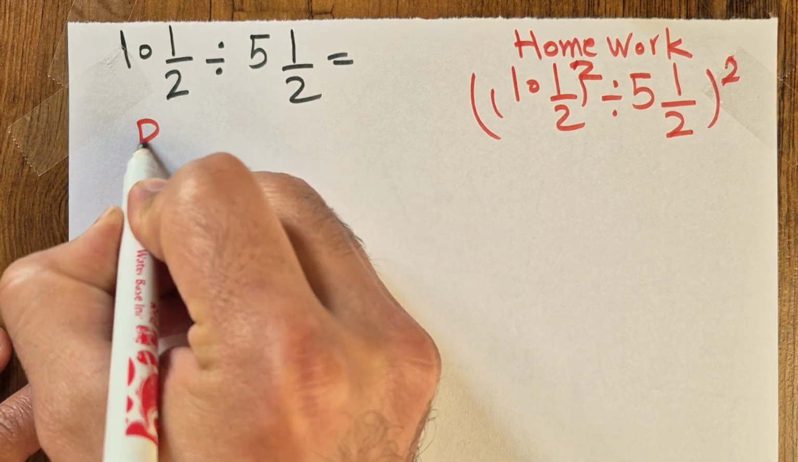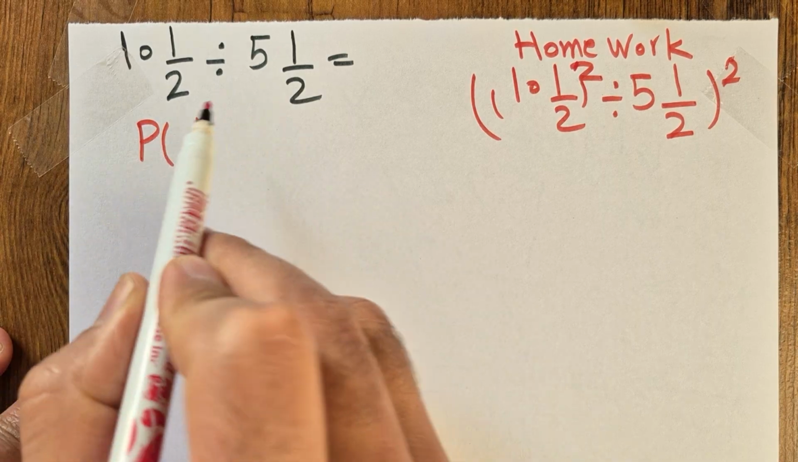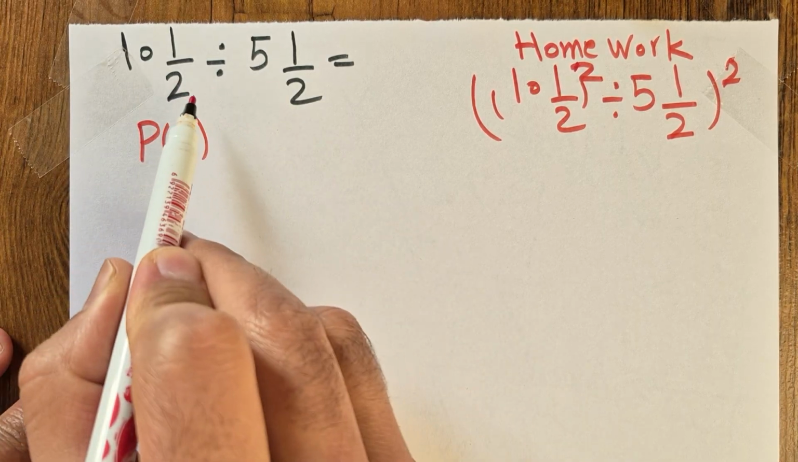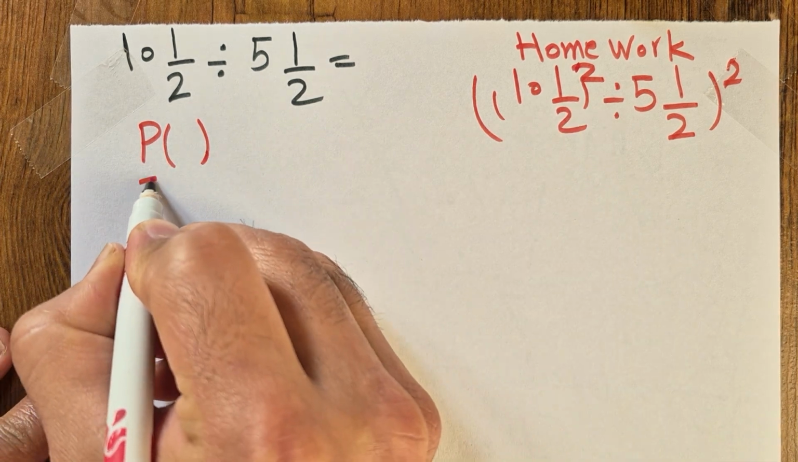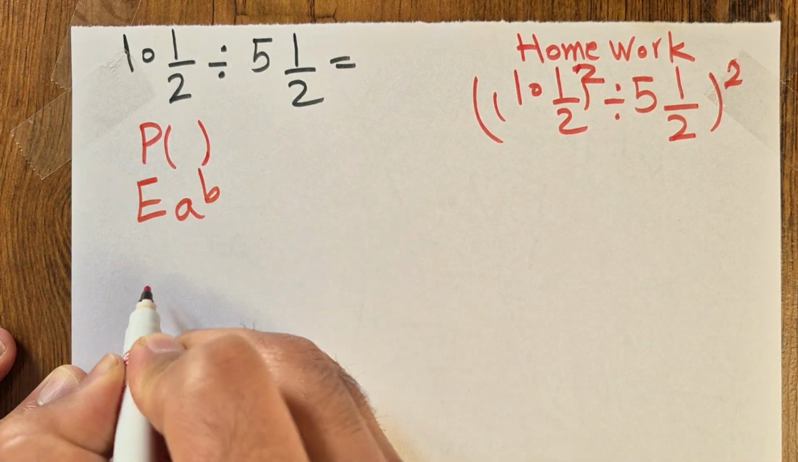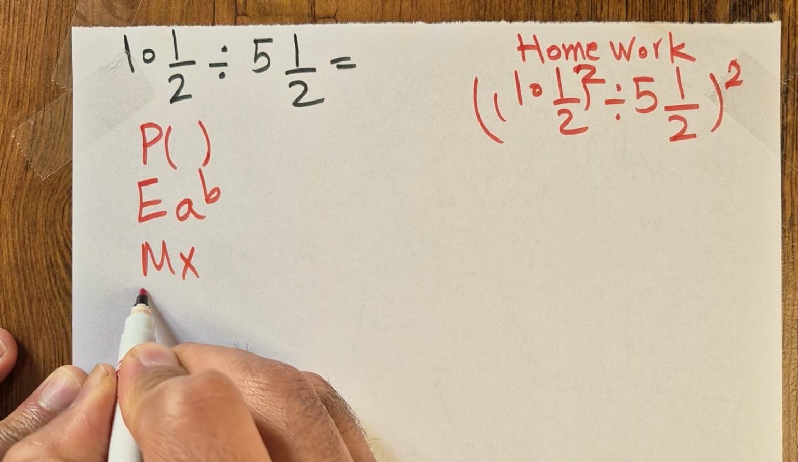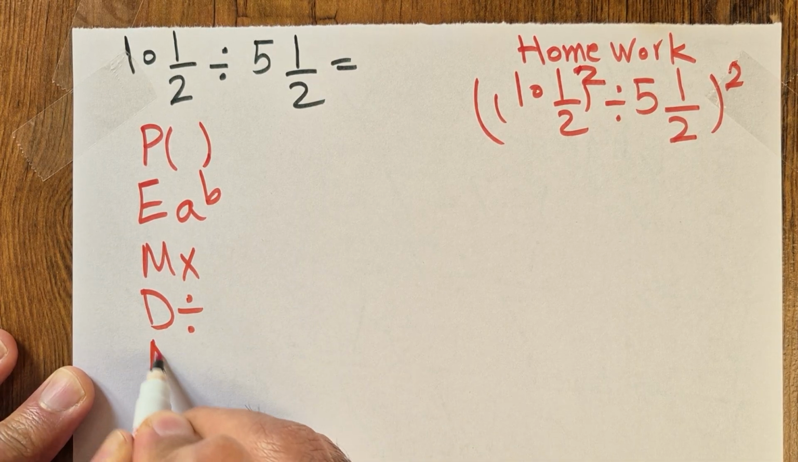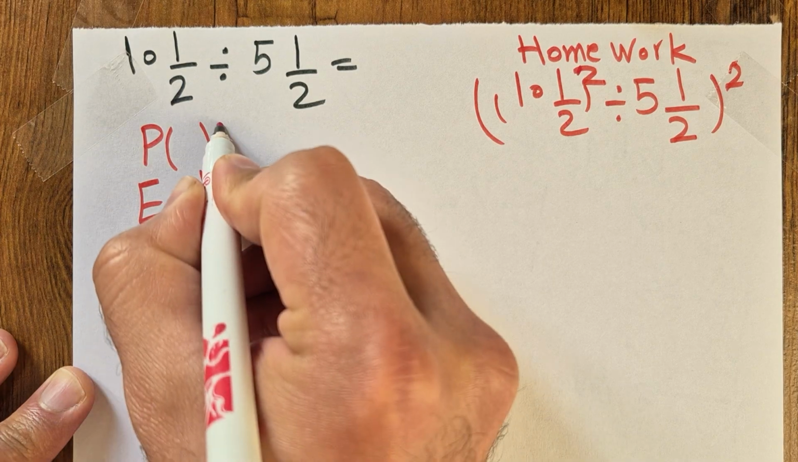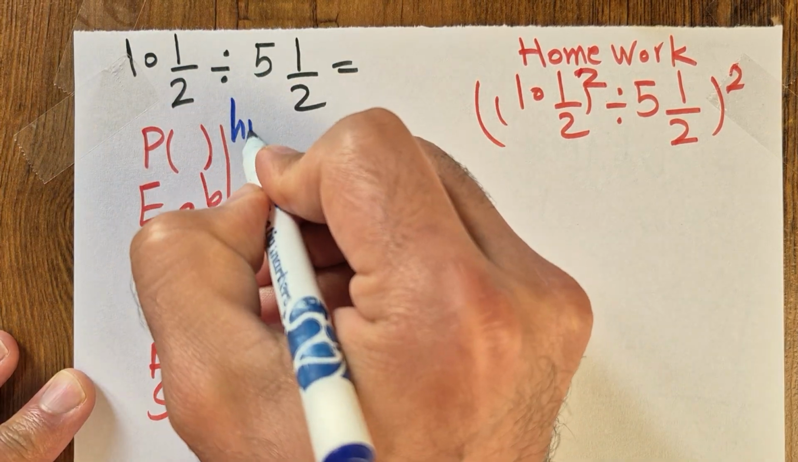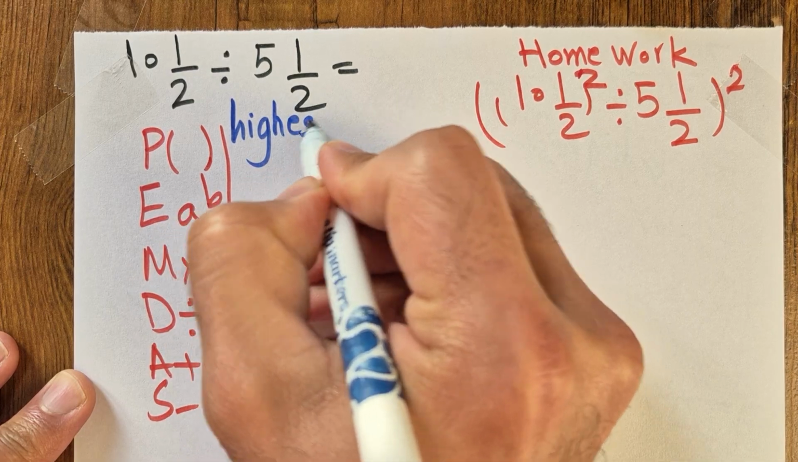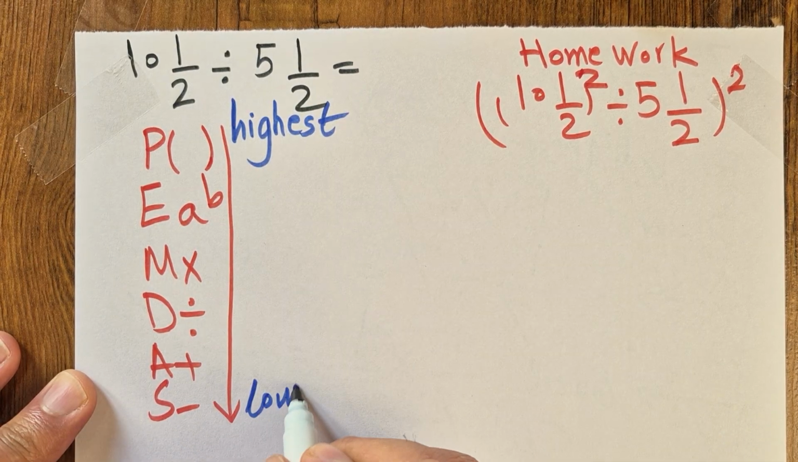So P in PEMDAS stands for parentheses. If you're asking yourself, there is no parentheses here, we will need parentheses for the homework. So P for parentheses, E for exponents, M for multiplication, D for division, A for addition, S for subtraction, and this gives us an arrow of priority from the highest to the lowest priority.